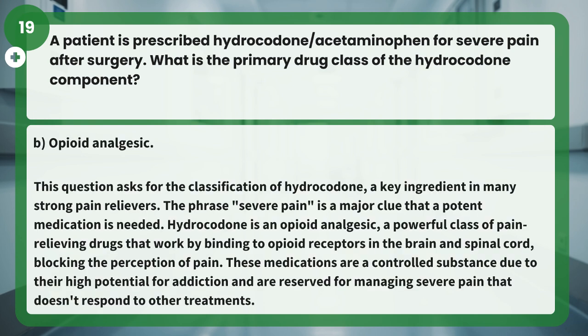Answer: B. Opioid analgesic. This question asks for the classification of hydrocodone, a key ingredient in many strong pain relievers. The phrase severe pain is a major clue that a potent medication is needed. Hydrocodone is an opioid analgesic, a powerful class of pain-relieving drugs that work by binding to opioid receptors in the brain and spinal cord, blocking the perception of pain. These medications are a controlled substance due to their high potential for addiction and are reserved for managing severe pain that doesn't respond to other treatments.